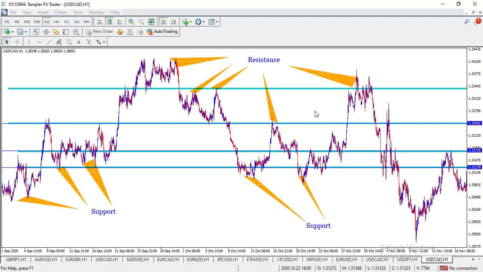Now, these levels are easily drawn or identified in the easiest way I have shown you like 5 minutes ago in this video. They are easily drawn by getting turning points, mostly respected turning points of the market.